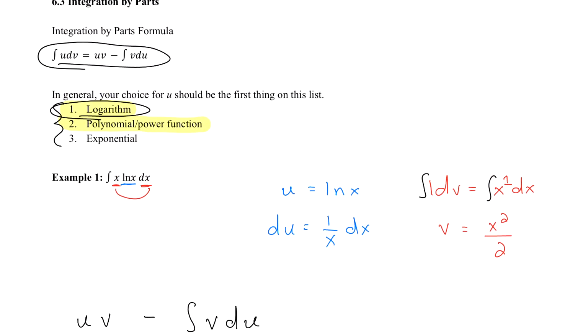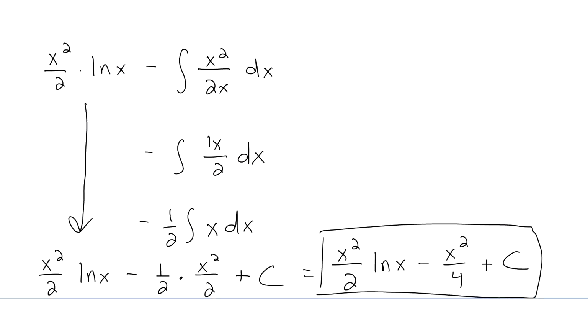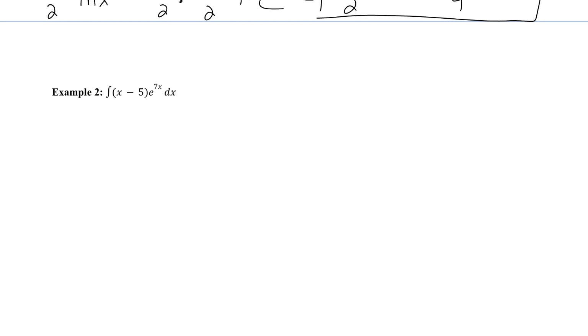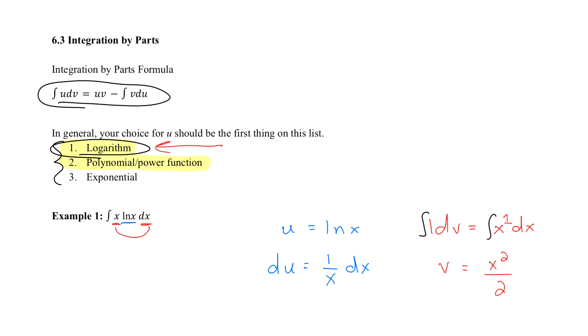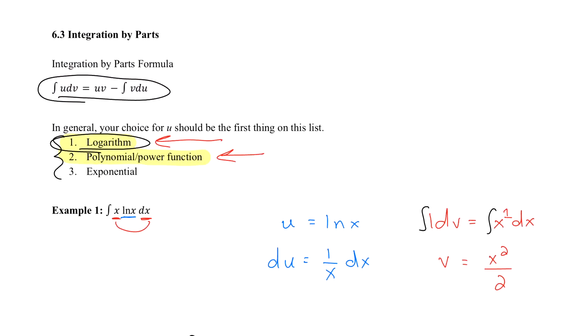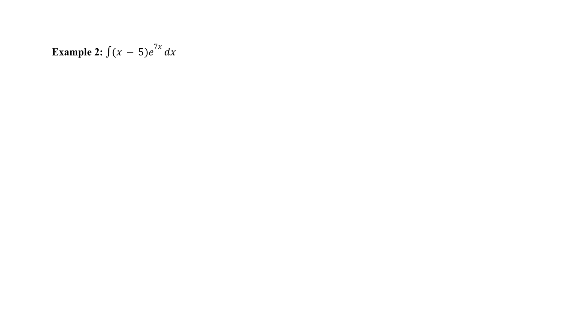We said u should be the first thing that's on this list, which the best choice is a logarithm. And if I scroll back down here, well, we don't have a logarithm. We said we had a polynomial, and then we have an exponential. So we don't have a logarithm, which means we move on to our next choice, which would be that polynomial or power function. So scrolling back down, we're going to take u to be that polynomial, the whole factor of x - 5. So u is x - 5.